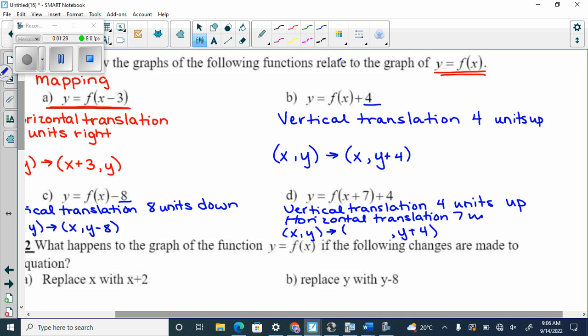Seven units what? So how do I move left? I subtract 7.